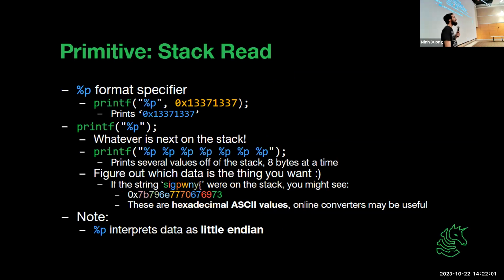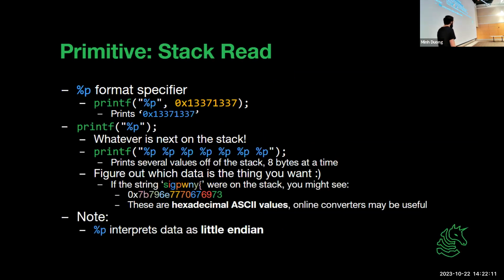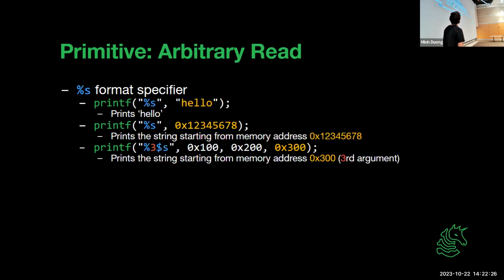And to bring back a little endianness in this, if the string SIGPwny is on the stack, then it's going to show up in reverse order bytewise. So that's a pretty powerful primitive to work with, because now we can read values off the stack. We can get that stack canary, and if we have an arbitrary write later, we can preserve the stack canary without causing the program to crash.